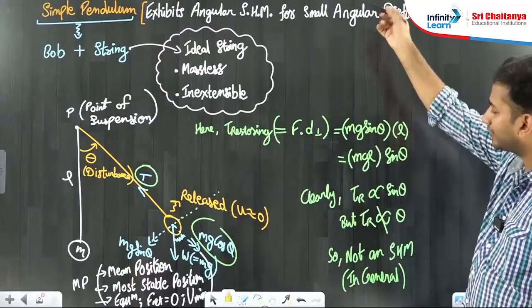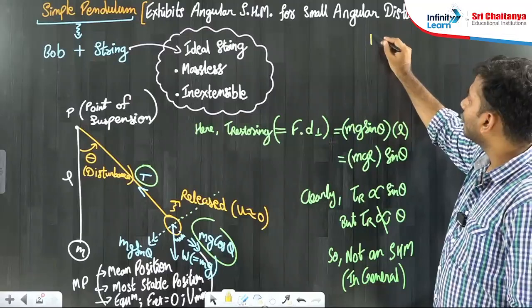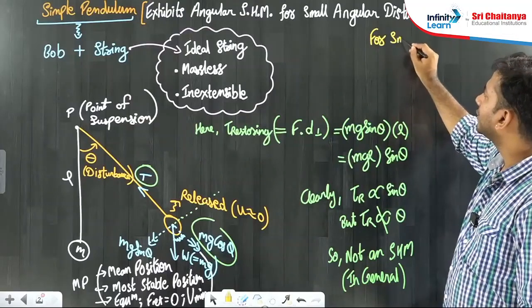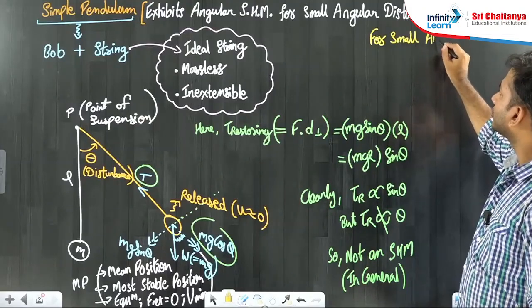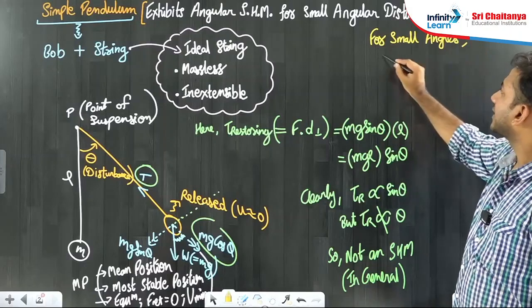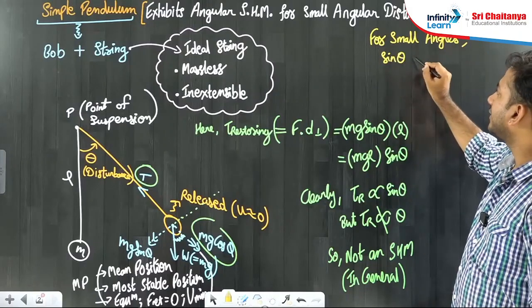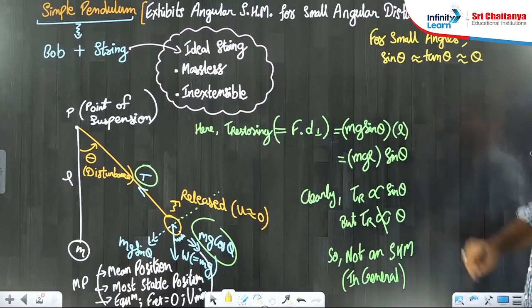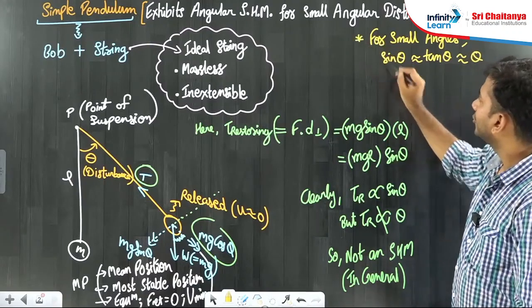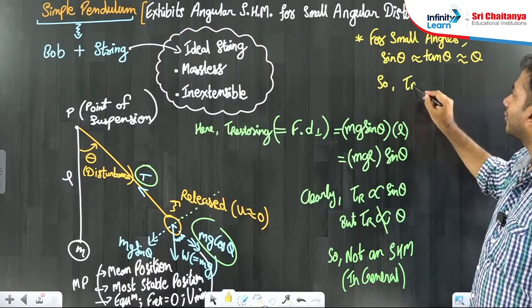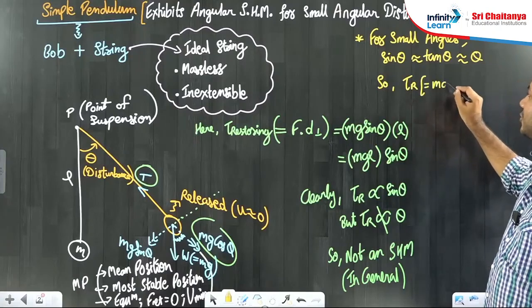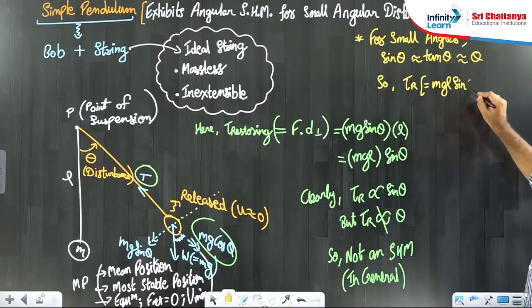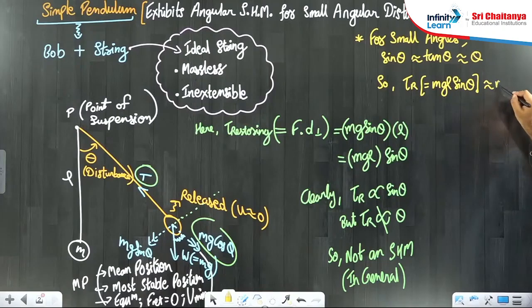So now I'm going to start with it. For small angular disturbances, for small angles, sin theta is approximately equal to tan theta, which is approximately equal to theta. This is the small angle approximation. So the restoring torque, which is mgL into sin theta, can be approximated as mgL into theta.